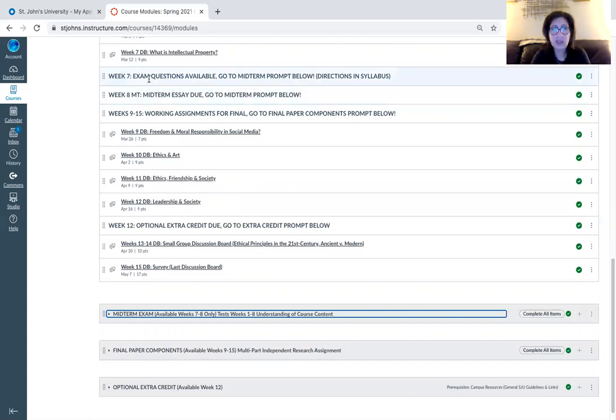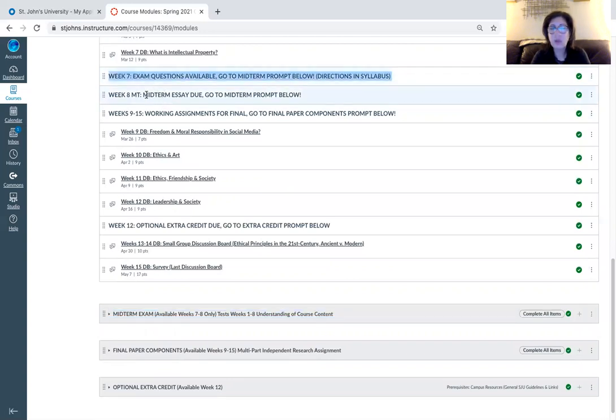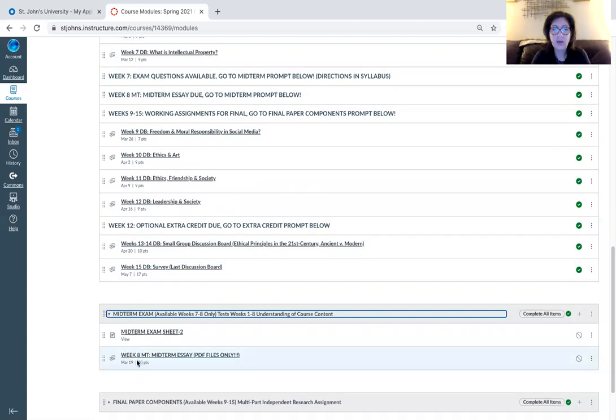So this is not a clickable thing. Don't panic. It's not you. Just go down to the thing that says midterm exam. This, again, is not a clickable thing. You're just going to click over here, week 8 midterm exam.